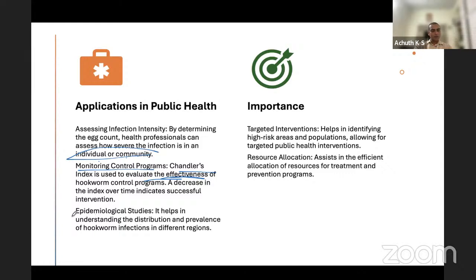And it also helps in epidemiological studies to understand how the distribution of the infection is happening. Apart from this, to target the infections, you can't intervene in all the villages. You can intervene only in the high risk areas. You can make a decision whether it is a high risk area or low risk area, and you can allocate the resources accordingly.